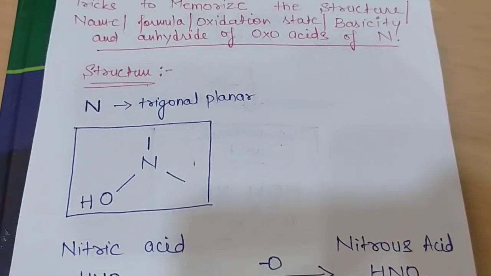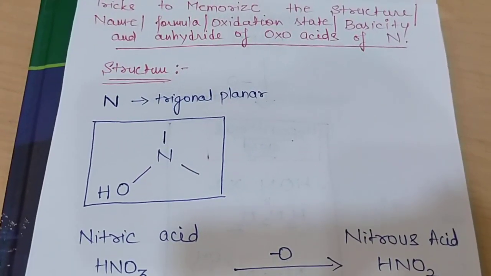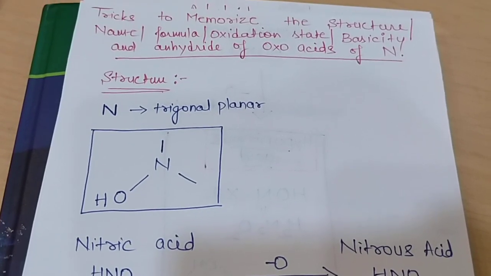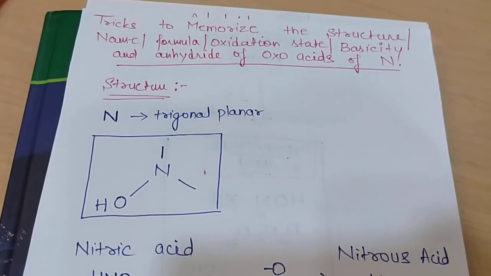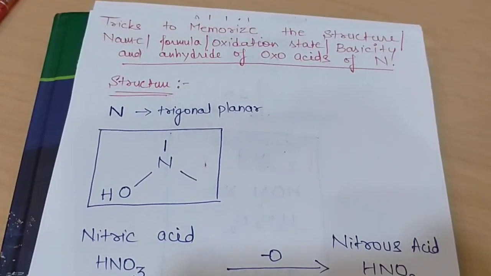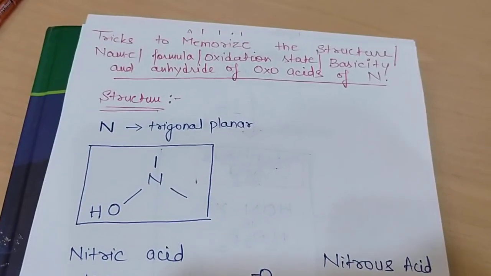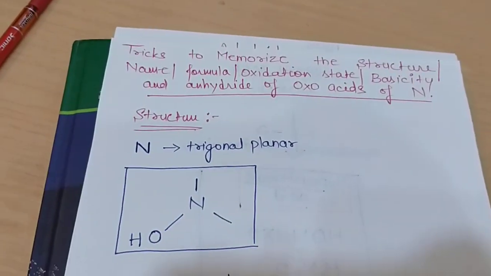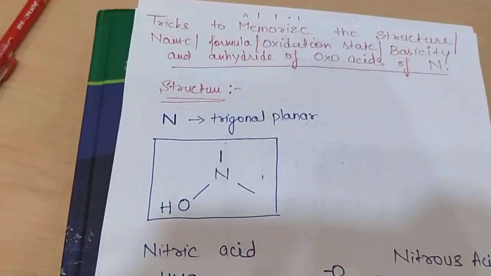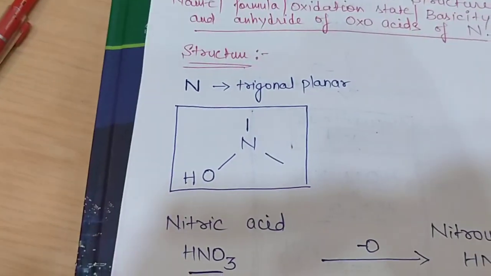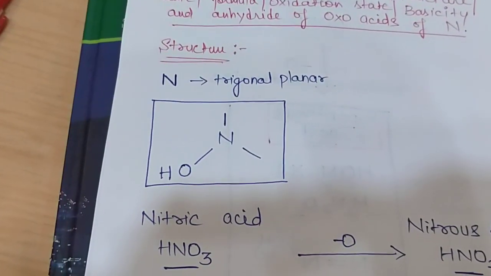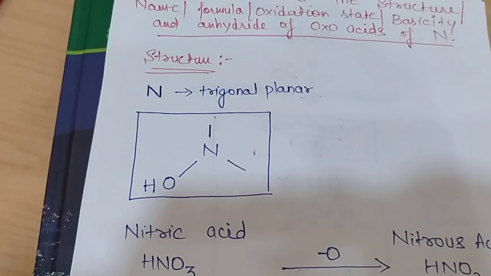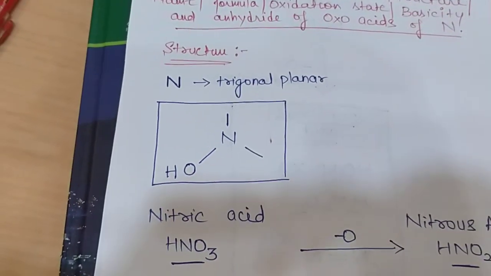Hello students, in this video we'll be discussing the tricks to memorize the structure, name, formula, oxidation state, basicity, and how to know the anhydride of oxo acids of nitrogen. First of all, we'll discuss the structure. Nitrogen in its oxo acid is always having trigonal planar arrangement of atoms or bonds or groups around it.